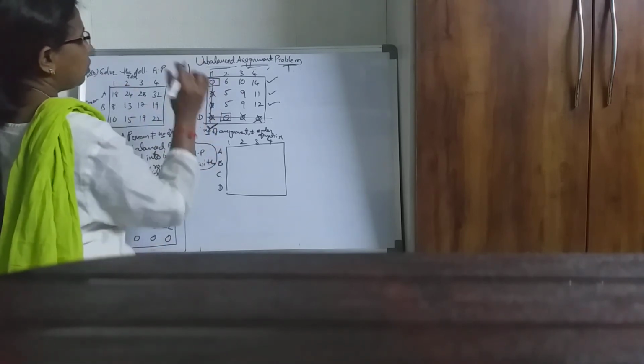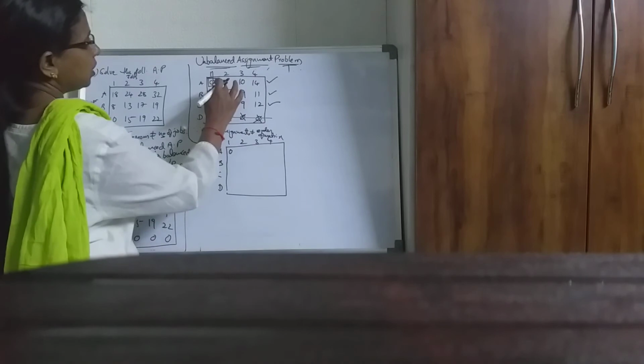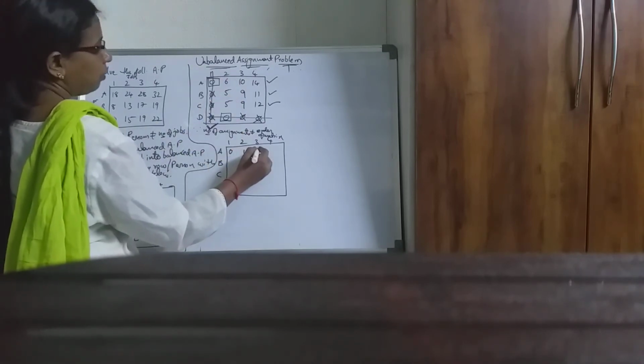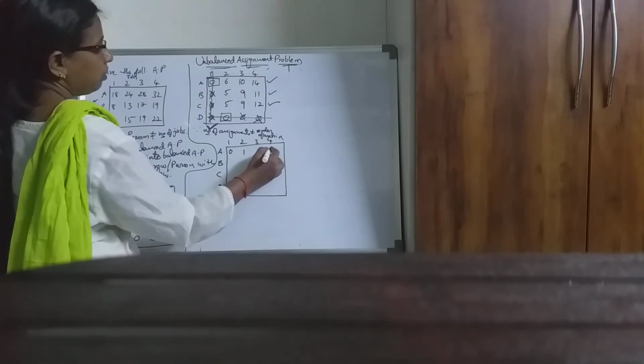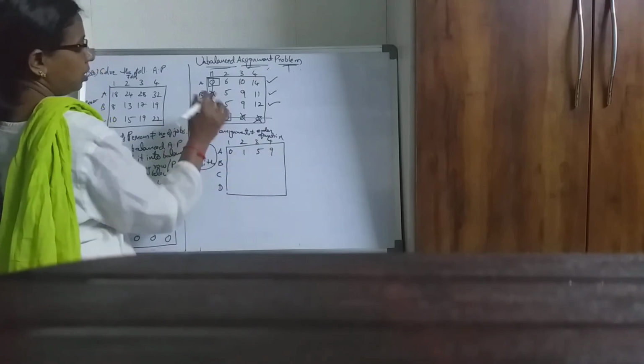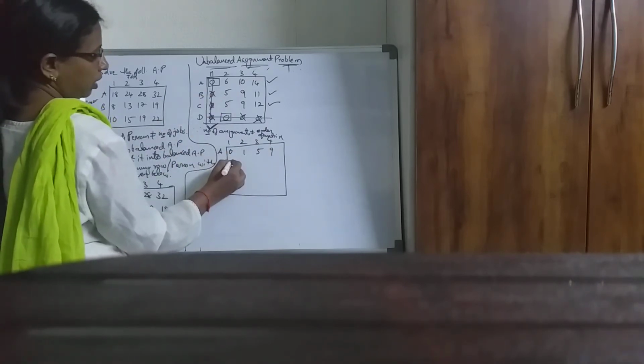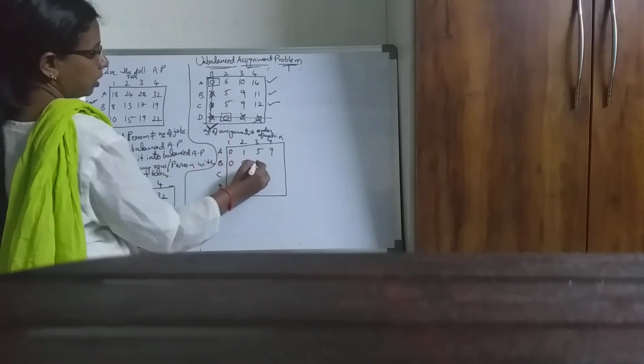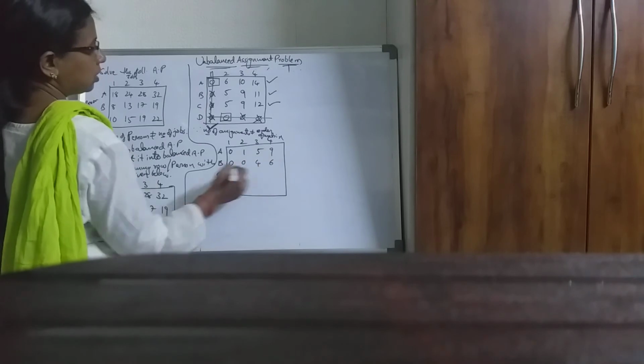So first row, 0 is having only 1 line, write as it is. 6 doesn't have any line, so 6 minus 5, 1. 10 minus 5, 5. 14 minus 5 will be 9. Similarly here, row B, 0 is having only 1 line, write as it is. Second value, 5 minus 5, 0. 9 minus 5, 4. 11 minus 5, 6.